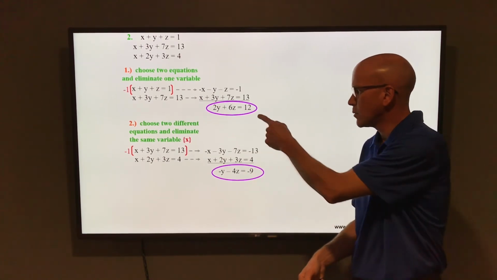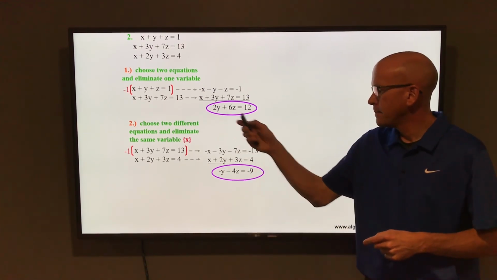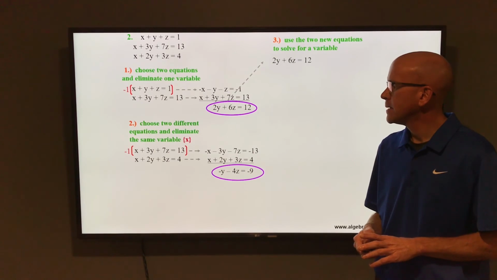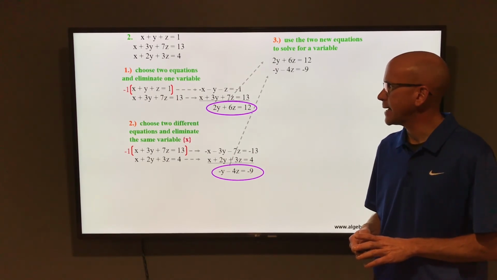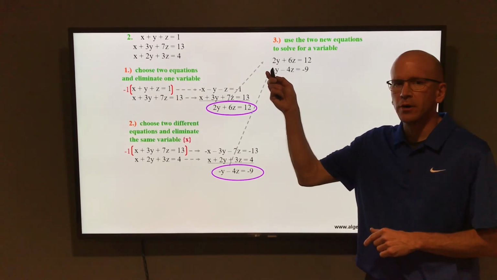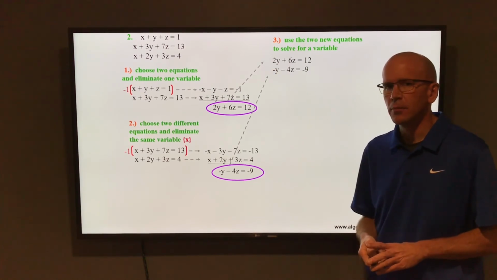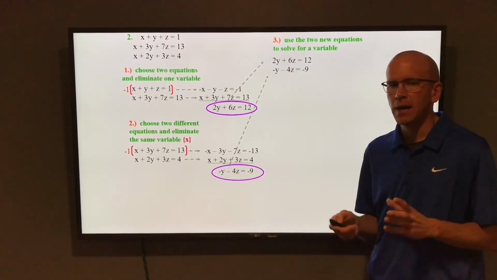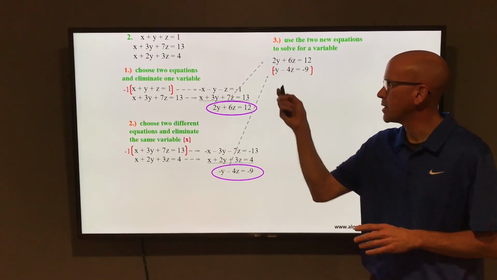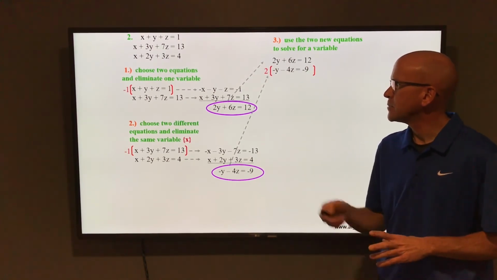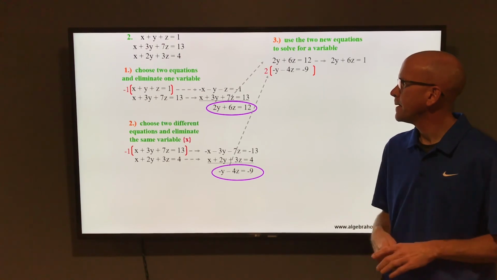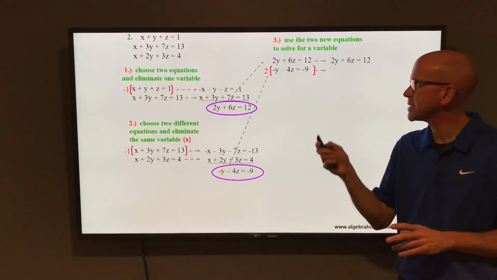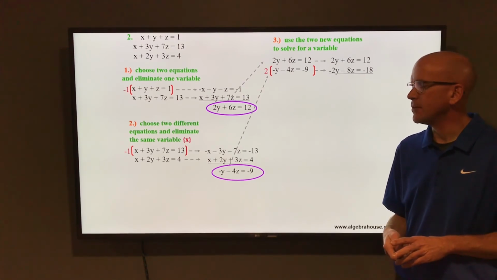So I'm going to take those two equations and put them together to solve for one of the variables. Those two new equations that I just got, I'm going to eliminate one of those variables and solve for the other variable. The y looks pretty easy to eliminate. I'll only have to multiply the bottom equation by something. So multiply the bottom equation by 2. The top equation will stay the same. If you take that bottom equation by 2, you end up with -2y minus 8z is equal to -18.